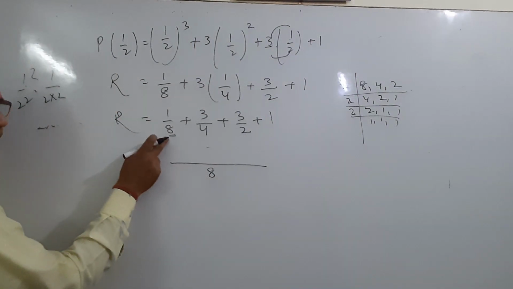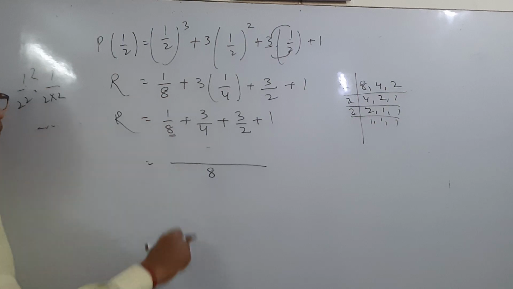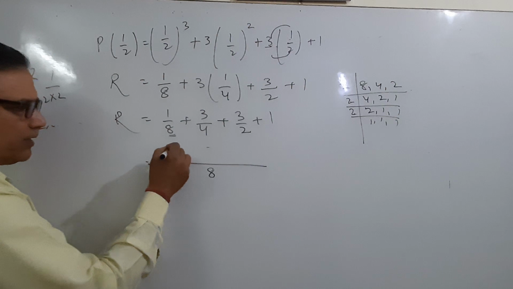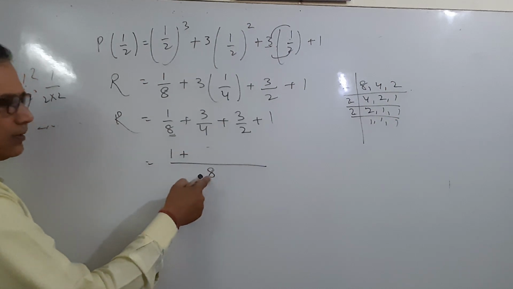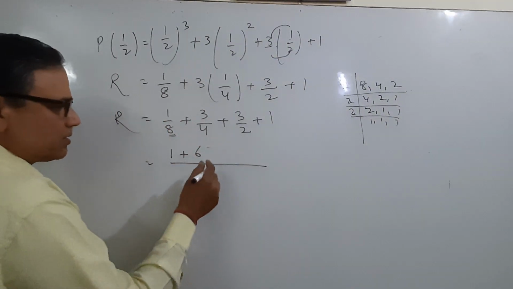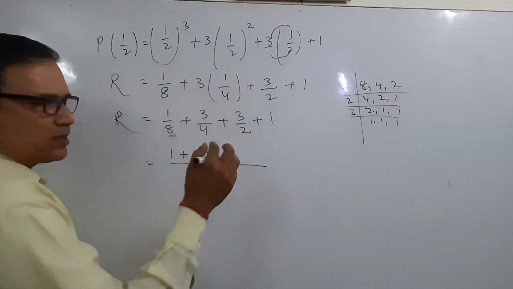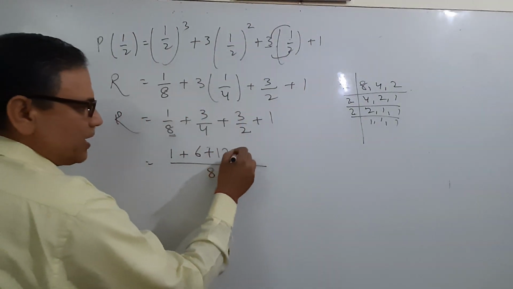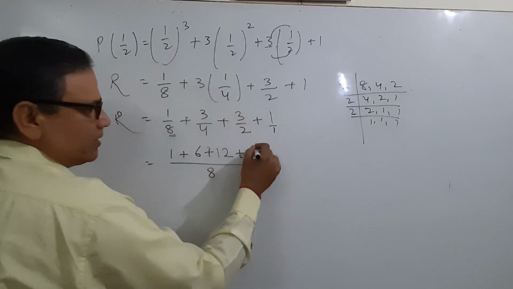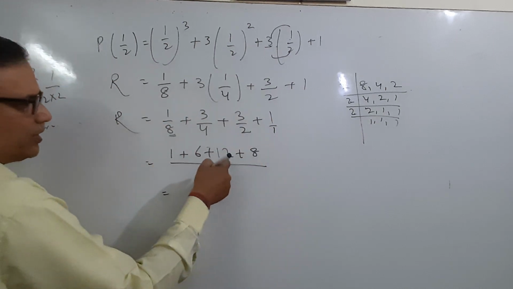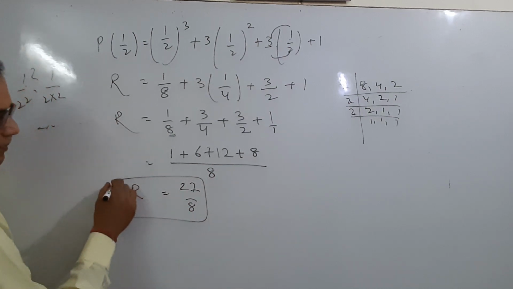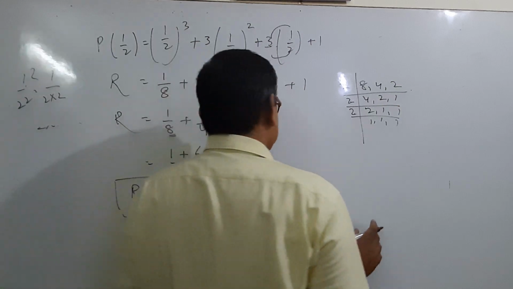8 divided by 8 is 1, 1 multiplied by 1 is 1, plus 8 divided by 4, the answer is 2, 2 multiplied by 3 is 6, plus 8 divided by 2, the answer is 4, 4 multiplied by 3 is 12, plus 8 divided by 1 is 8, 8 plus 1 is 8. Adding 1, 6, 12 and 8 we get 27, so 27 upon 8. This is the remainder.